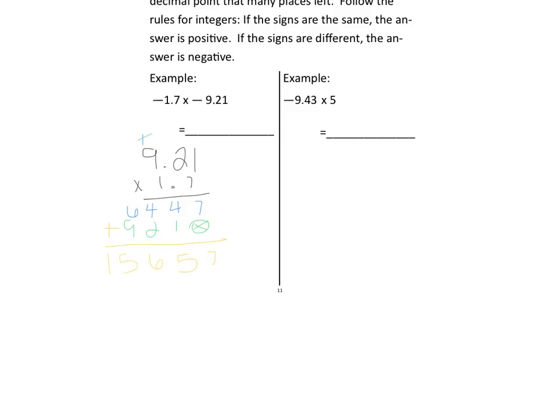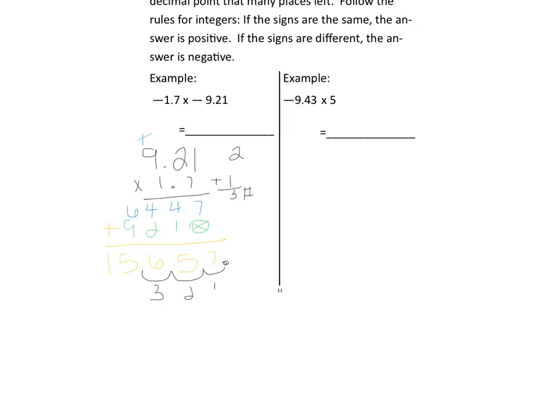Starting at the right, that's where the decimal is, we have to move it 2 spots for the 2 and 1 spot for the 7, meaning you are moving the decimal point 3 spots. 1, 2, 3. And we end up with 15.657.